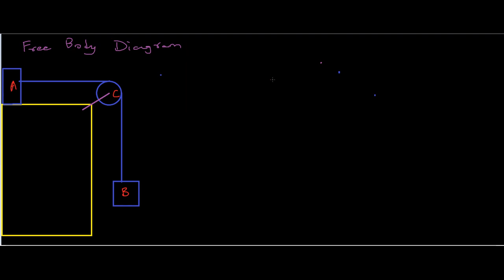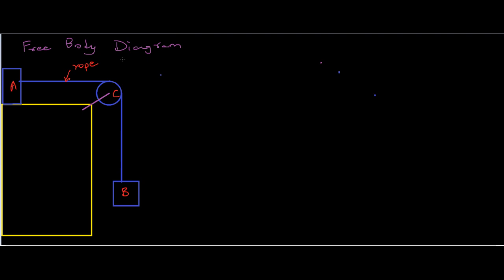So here's a simple example of drawing a free body diagram. The scenario is that there are two blocks, block A and block B, and there's a pulley. There's a rope connecting block A and block B, and the rope goes over this pulley in this particular manner.